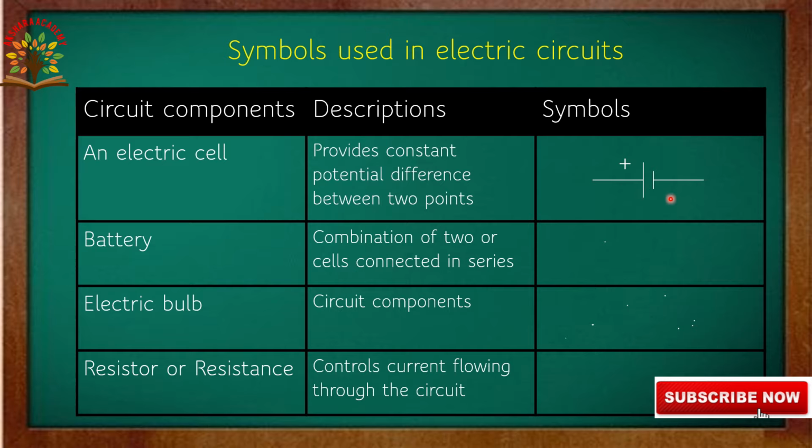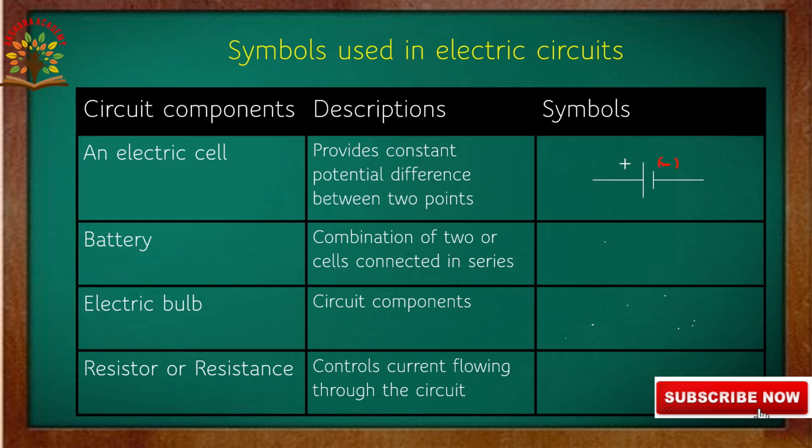The shorter line indicates negative and the longer line indicates positive. So here we are representing the positive and negative. Shorter one negative and longer one positive.